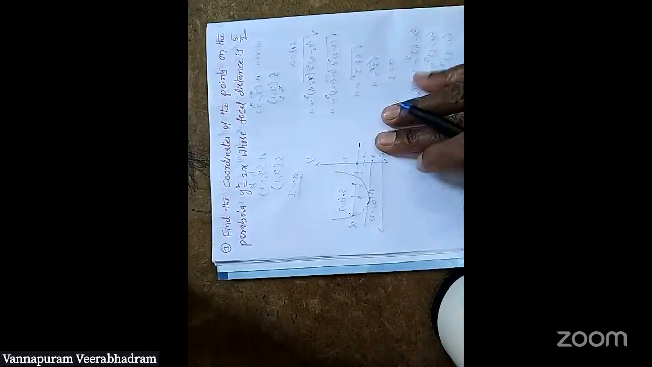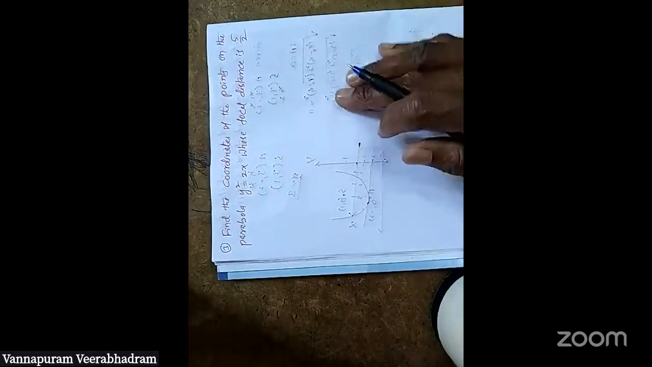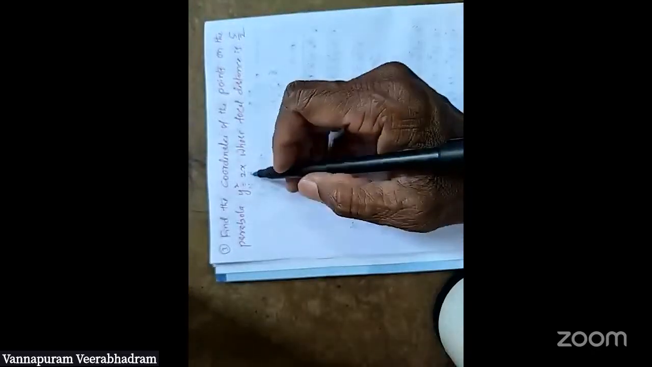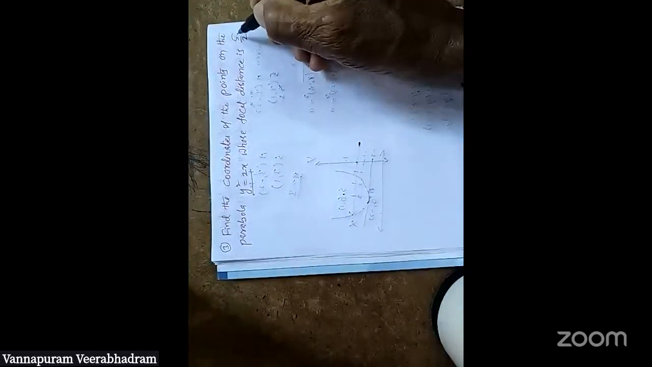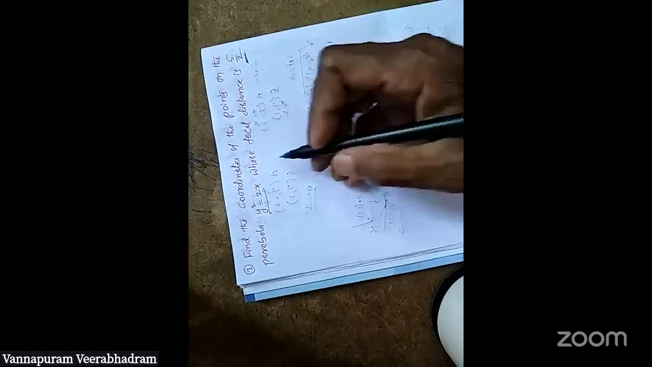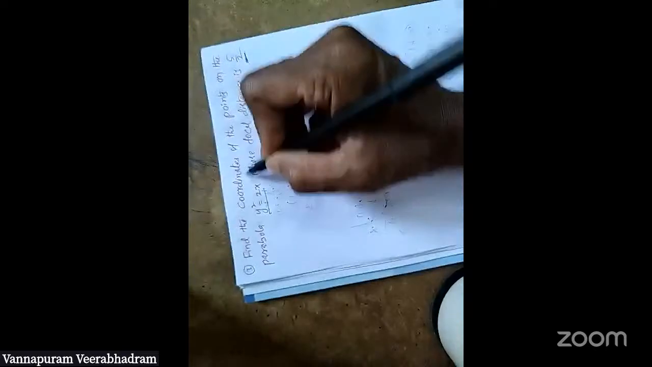So see the question. Find the coordinates of the points on the parabola y square equal to x whose focal distance is 5 by 2. Here he's asking for the coordinates of the points on the parabola. So parabola equation is already given and focal distance is also given. That is 5 by 2. So first we need to find the coordinates of the points.